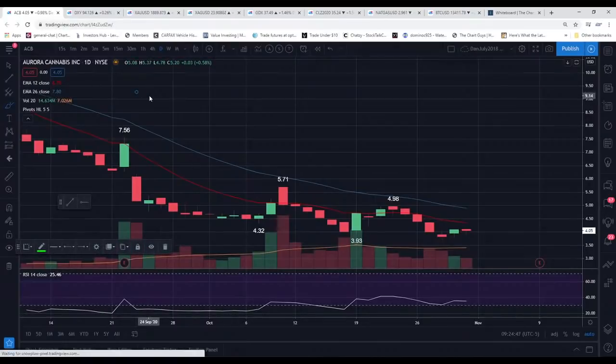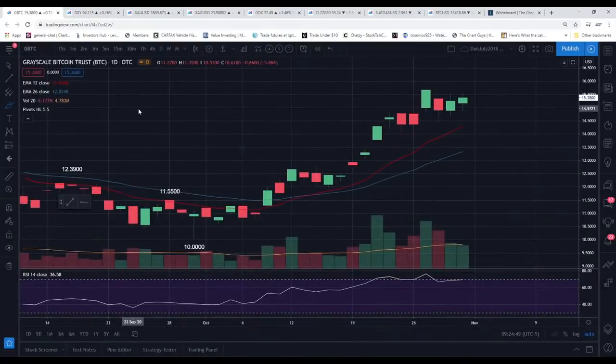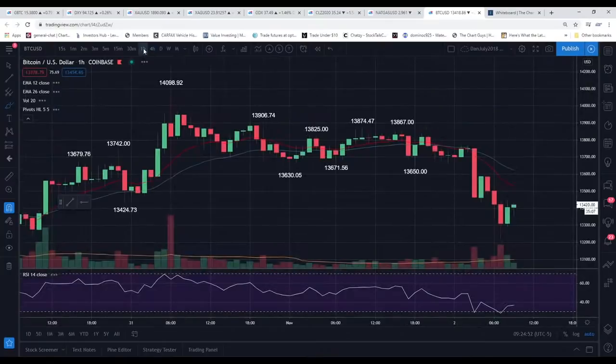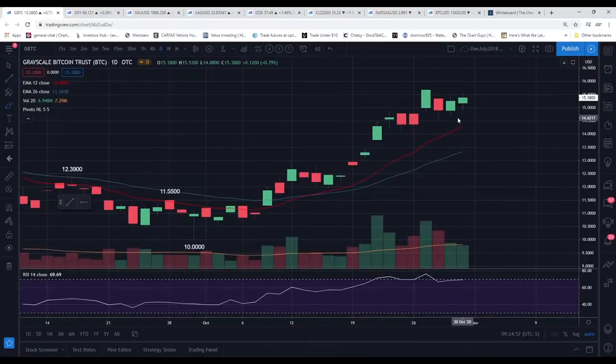GBTC anticipating a lower open with the Bitcoin weakness. Bitcoin's trying this hourly bounce. But GBTC, daily consolidation will likely be underway. 1450 is a support level, and then 1388.